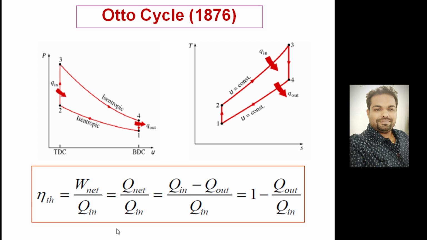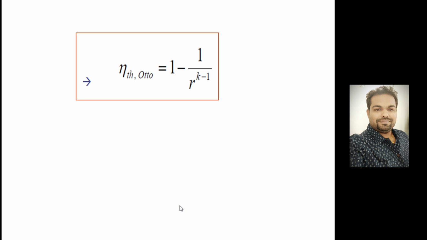So efficiency can be given by W net divided by Q in, or Q net divided by Q in. So Q in minus Q out divided by Q in. Q out is process 4 to 1 and Q in is process 2 to 3. You can find out the heat input and heat output, divide them, and you will get the efficiency. So if we do so, we get the efficiency of the Otto cycle equal to 1 minus 1 divided by r to the power k minus 1, where r is known as the compression ratio.